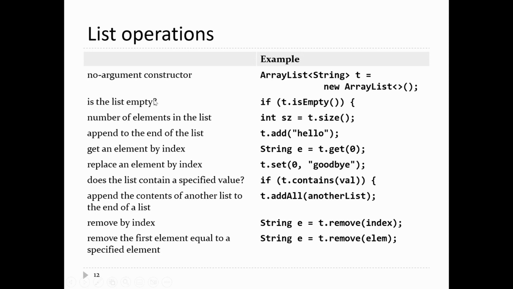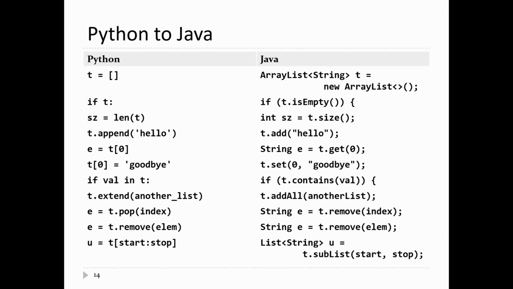Is the list empty? There's an isEmpty method that returns true if the list is empty, false otherwise. In Python, you can just write if t, and that will tell you if the list is empty. In Java, you have to write t.isEmpty(). How about the length of the list? That's how many elements are in the list. In Python, it's len. In Java, it's .size, not .length. For String, it's .length. In everything else, it's always .size.